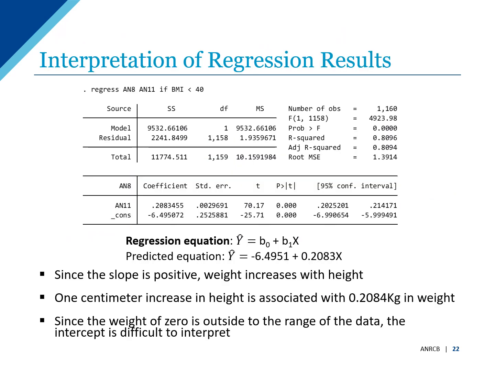For interpretation of regression results, you can say that because the slope is positive, weight increases with height. Specifically, a 1 centimeter increase in height is associated with a 0.2084 kilogram increase in weight. Since the weight of 0 is outside the range of the data, the intercept is difficult to interpret, but the intercept tells us where the line starts on the y-axis.